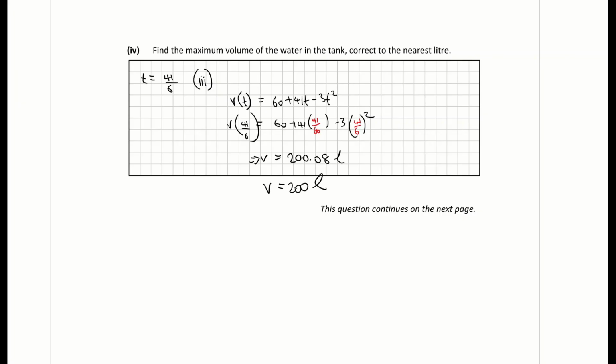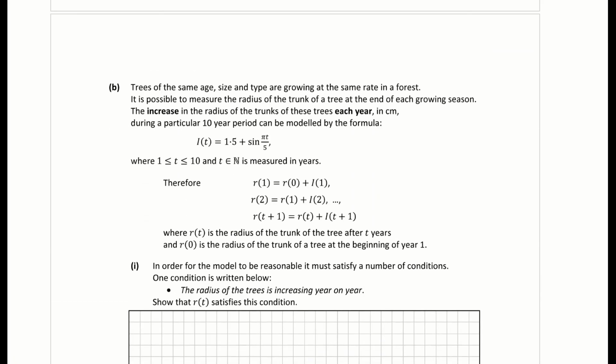Okay, that's part A. Pushing down to part B, which is basically a different question altogether. Trees of the same age, size and type are grown at the same rate in a forest. It is possible to measure the radius of the trunk of a tree at the end of each growing season. The increase in the radius of the trunks of these trees each year in centimetres during a particular 10-year period can be modelled by this formula.